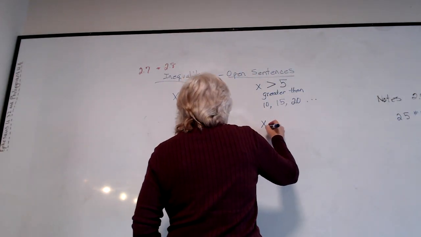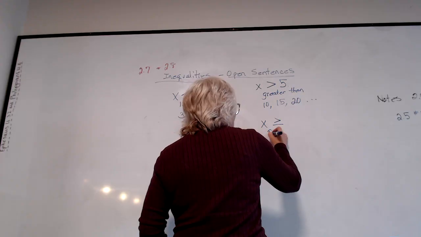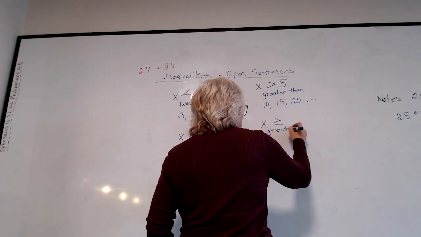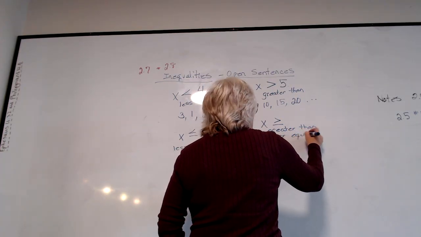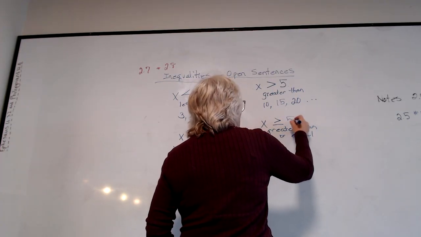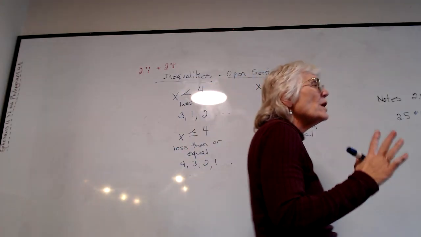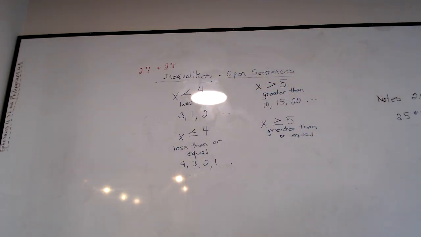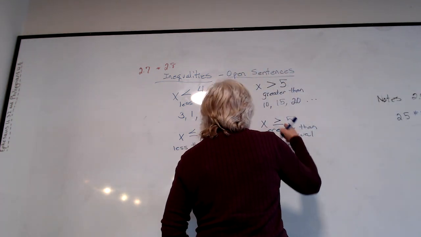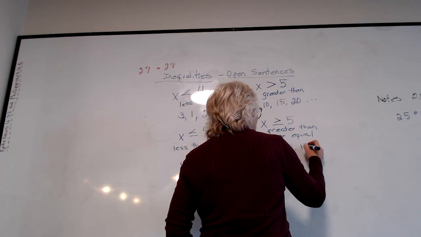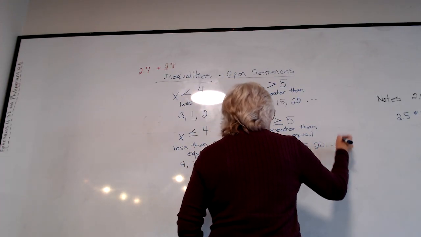When we have x, this is greater than or equal. So if I say greater than or equal to 5, what's the new number that can be put in there now? Yeah, 5. We can now put 5, or greater. 10, 15, 20, etc.